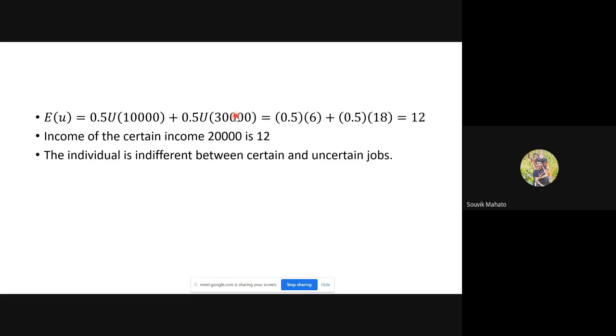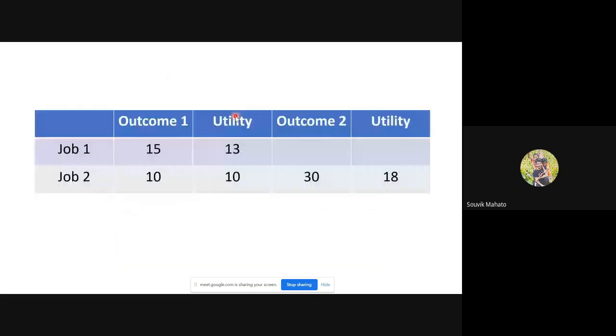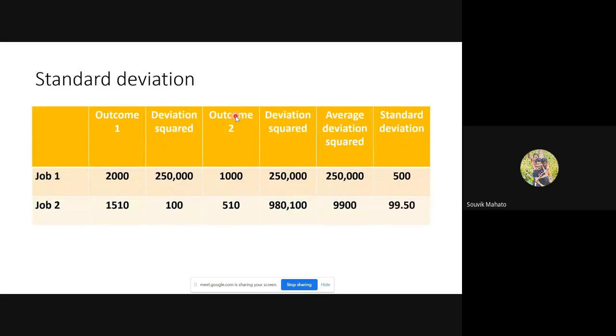Ma'am, I have a doubt in the table for standard deviation. Okay, where is it? This one. Ma'am, for job 2, how is the standard deviation coming 99.50? What is the value for you? Ma'am, if I find the average of the two outcomes, 1510 plus 510 divided by 2, it is coming 1010. And if we find the difference from both the outcomes, it is coming 500. If we take the square, then it is similar to the first job. Standard deviation is the same. By my calculation it is coming like this, but I am not sure. So someone else please try.